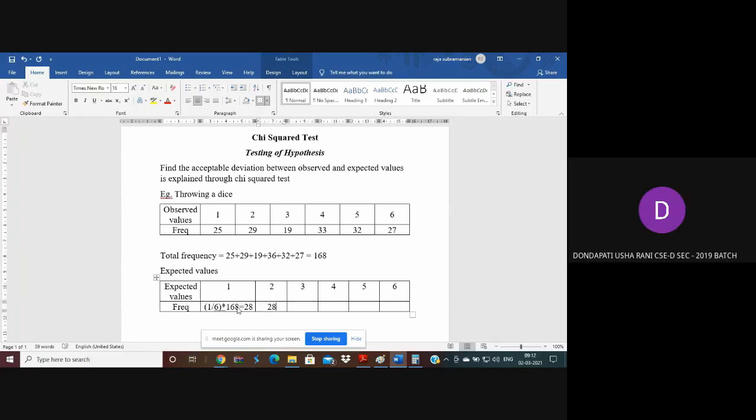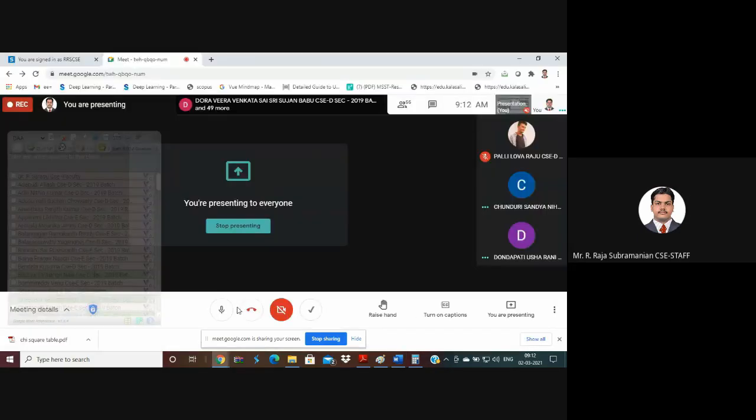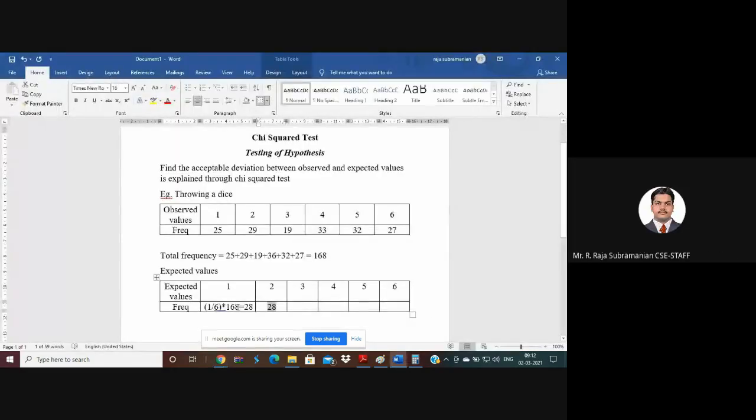2 by 6 into 168. How will 2 by 6 come? Everything will have equal probability, right? Okay, sir. Yes, everything will have an equal probability.